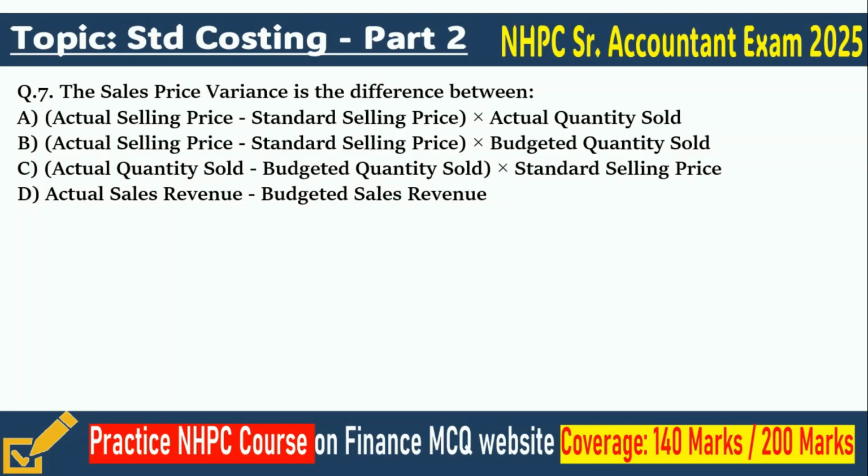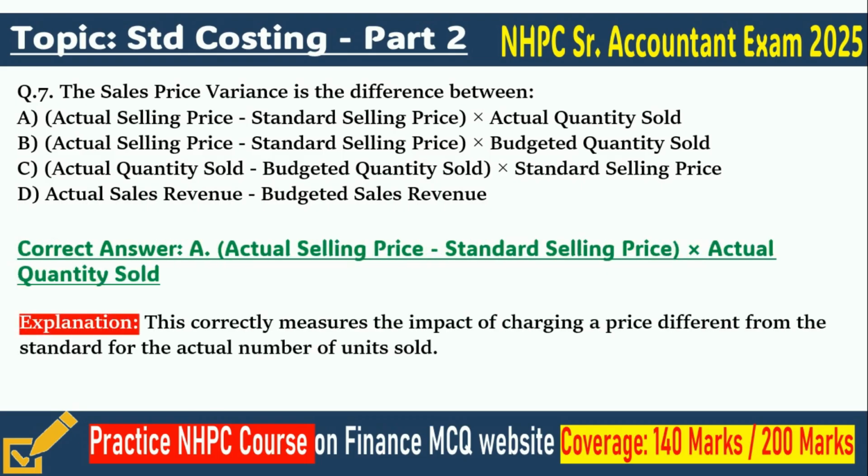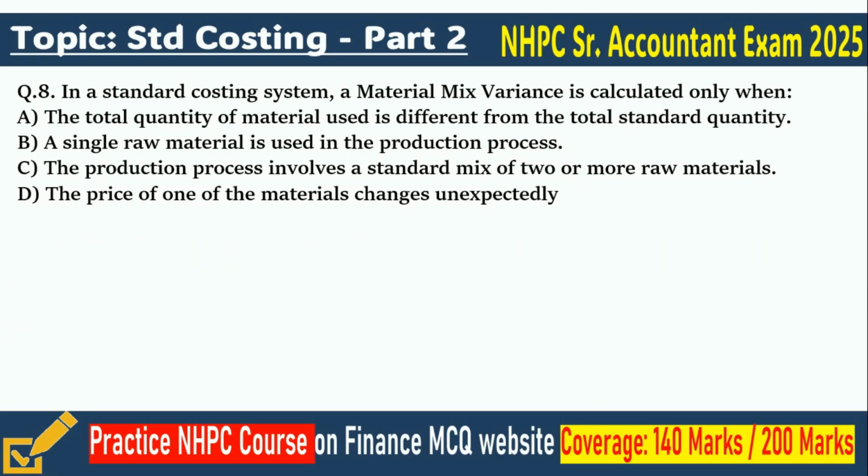So friends, pause the video. These are confusing options, but you should know that option A is the correct answer, which says actual selling price minus standard selling price into actual quantity sold. Friends, this correctly measures the impact of charging a price different from the standard for the actual number of units sold. Moving on, friends, next question.